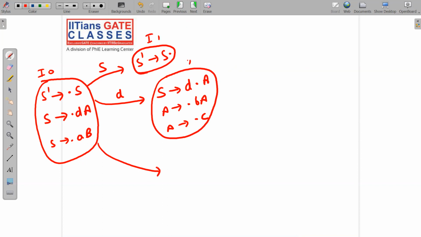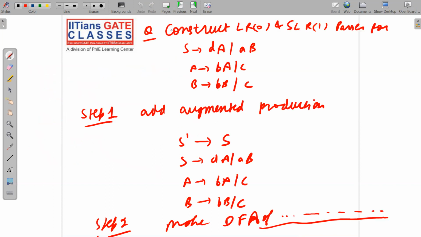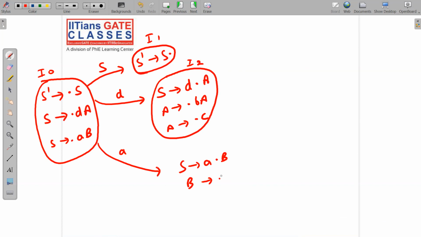So this will be our canonical collection or state, say I1, I2. Now we will read small a. So S goes to A dot B. Now because dot is present in beginning of B, I will add all the B productions with dot in the beginning: B goes to dot small b B and B goes to dot small c. So this will be our state number 3. Now this is over, we can go nowhere from here.